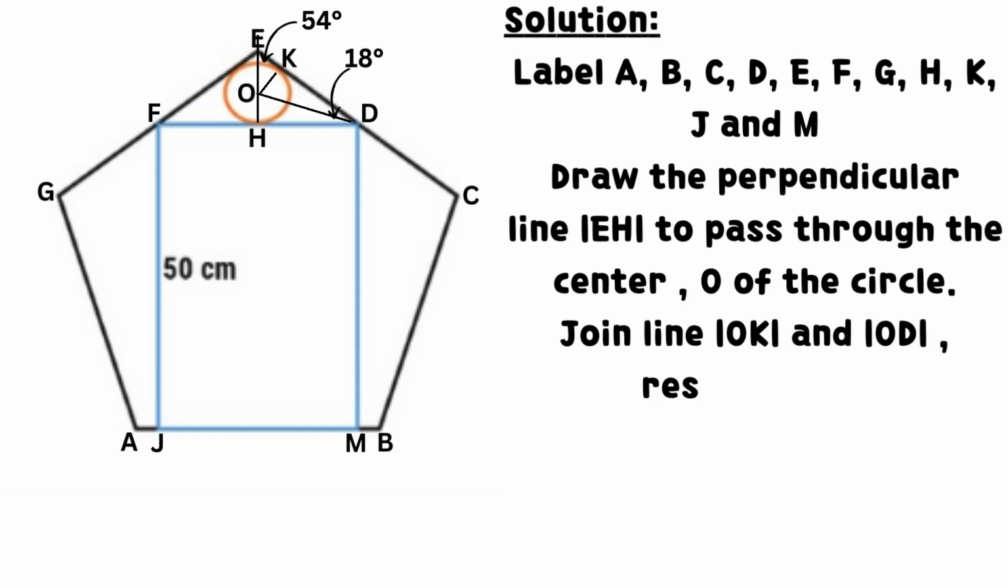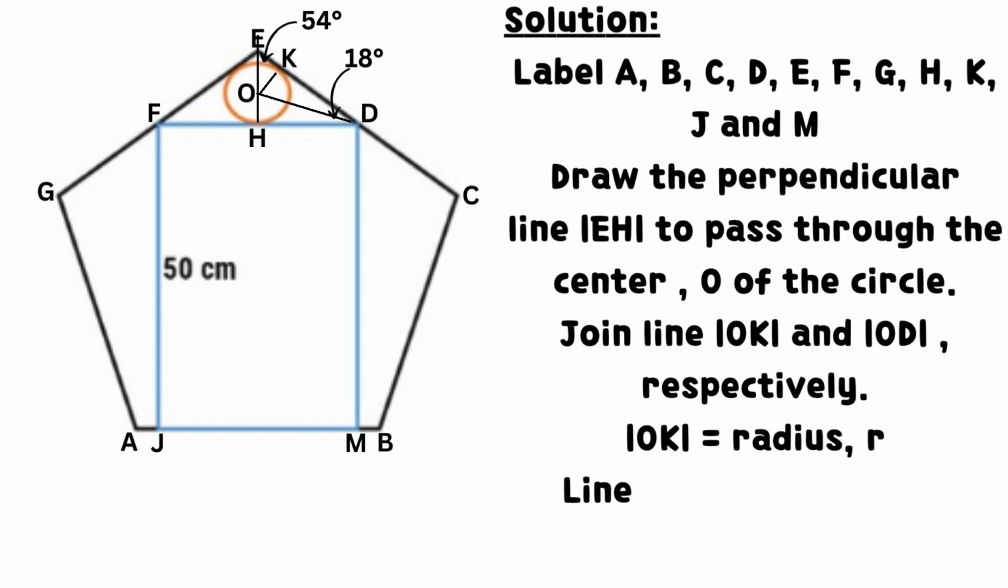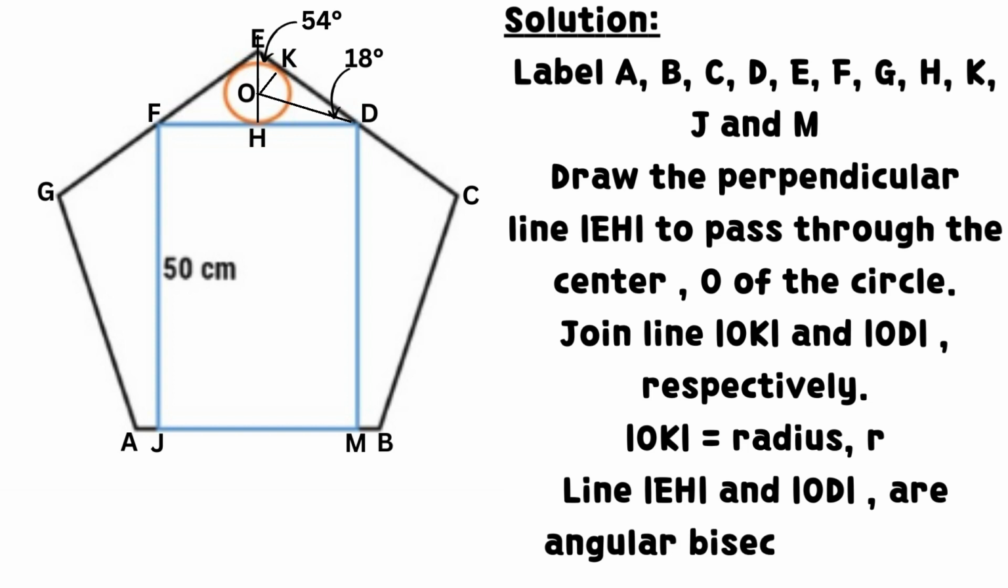Draw the perpendicular line EH to pass through the center, O of the circle. Join line OK and OD, respectively. Line OK equals the radius, R of the inscribed circle. Line EH and OD are angular bisectors, respectively.